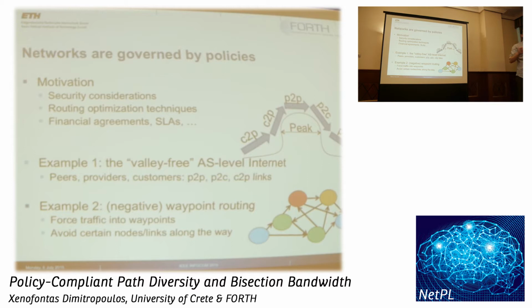And of course, we can also have negative waypoint routing, that is the opposite. We want to go somewhere, but we don't want to go through specific nodes, which are untrusted for some reason, or we might not trust a specific autonomous system. It might have a poor reputation about the quality, or we might not even like the legal framework of the home country of this particular autonomous system. So policies are generally ubiquitous, and they influence a lot how packets are routed.